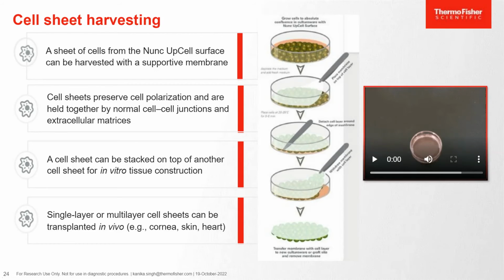And then finally, you put some media on top, and then remove or peel off the cell shifter or the supporting membrane. So like this, the cell sheet which we have grown on the UpCell surface can be transferred to the host surface.